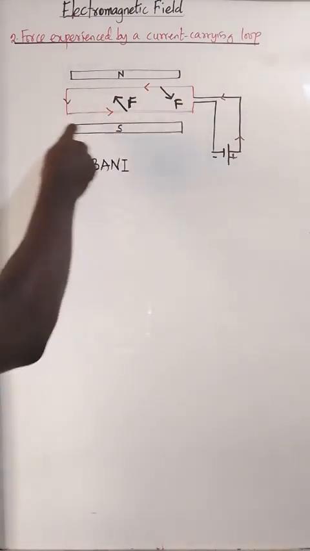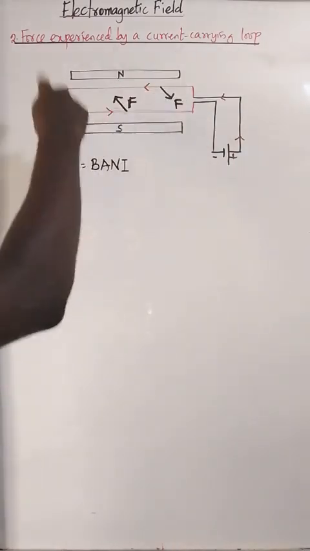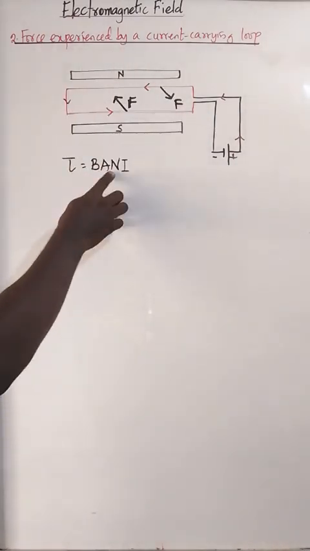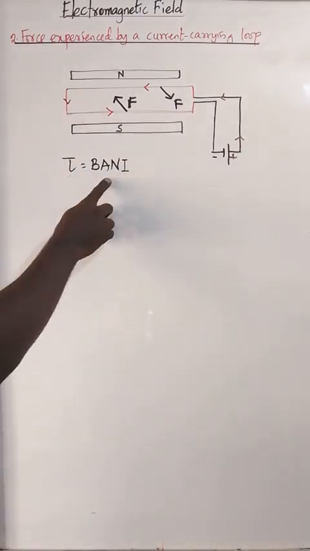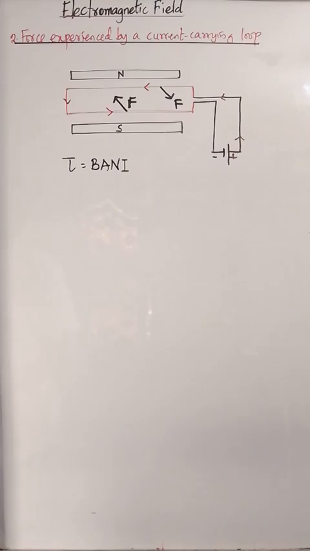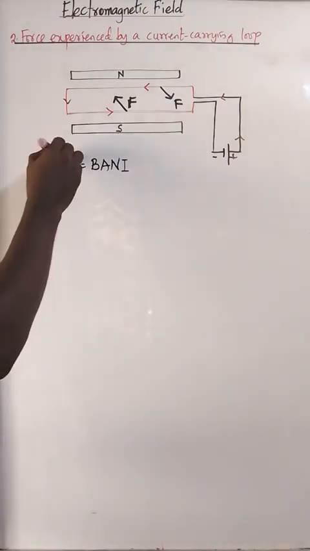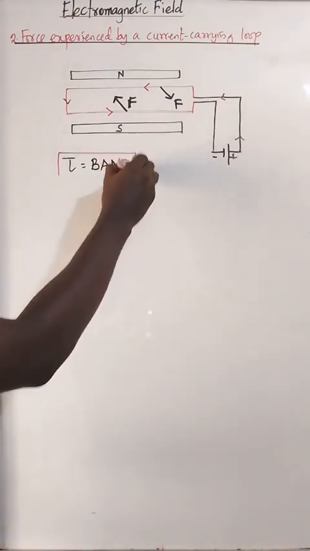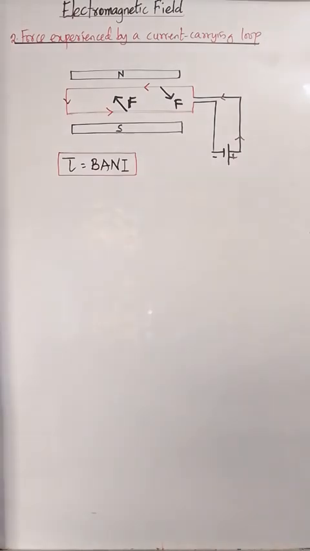In this case, we have a single loop. We can have several turns. So the more loops we have, the stronger the torque, the wider it is, the more the torque, the more the field strength, the more the torque. So you should know this in case you are asked a question. The torque produced in this case is, we can call it turning.